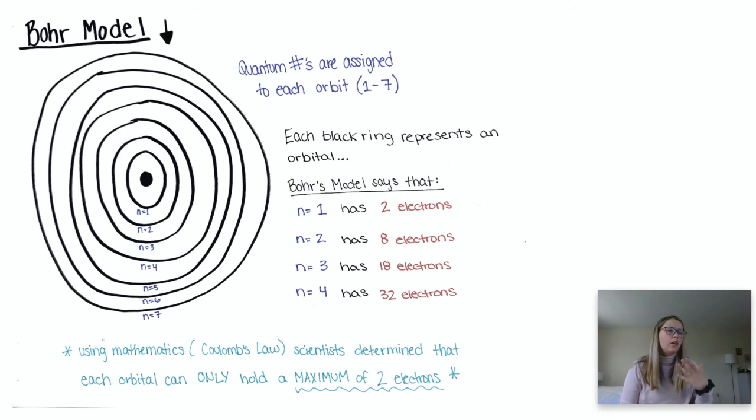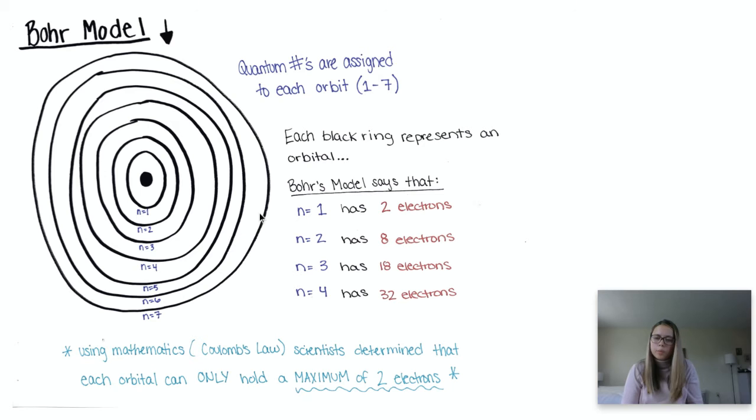So, looking here, we have a Bohr model of an atom. We have our nucleus in the center, and then we have our rings or our orbits around them, and they're assigned quantum numbers 1 through 7. A quantum number is literally just a number assigned to each orbit of an electron. That's it. We just need to remember that each black ring here represents an orbital.